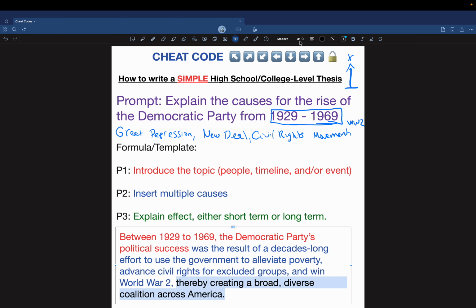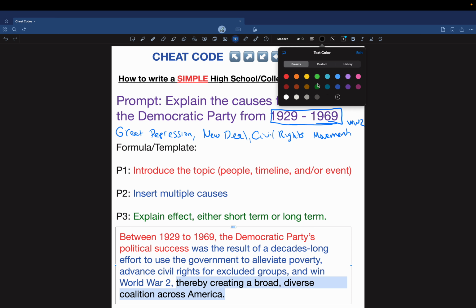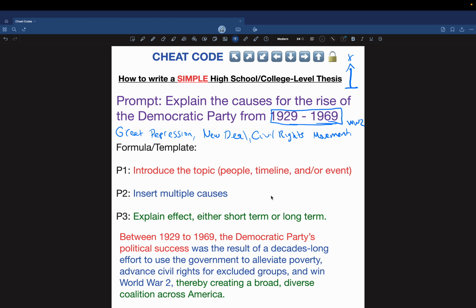So I'm saying that many Americans were able to join the Democratic Party for many reasons. It could have been economic, it could have been the civil rights, it could have been the foreign policy agenda, but regardless, there were multiple reasons why people began to join the Democratic Party, and it expanded, and that's why they were so dominant between 1929 to 1969.